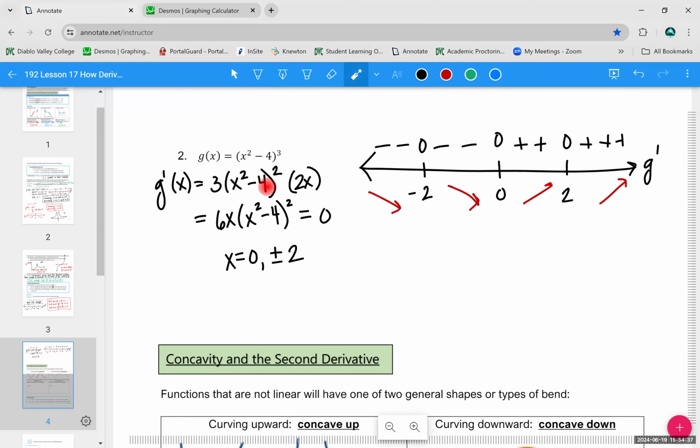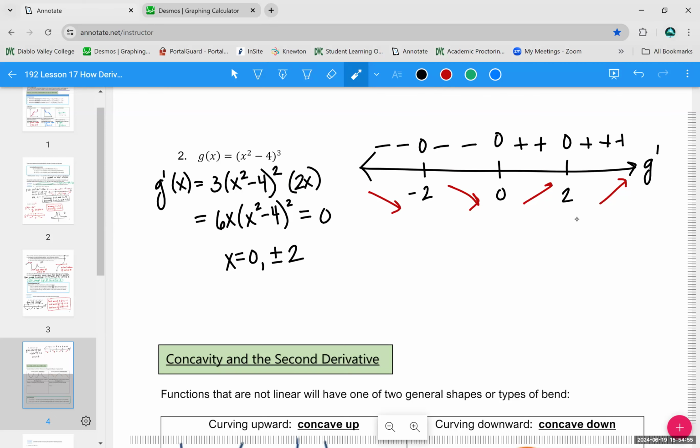I took my derivative using the chain rule. I set it equal to 0. So 6x will give me a root of 0, and x squared minus 4 will give me 2 roots, plus and minus 2. So I put those all on my sign chart. They're all zeros. And then I plugged in some test points.